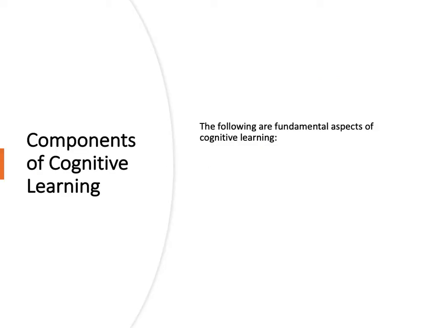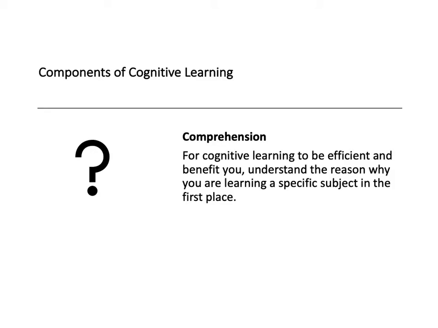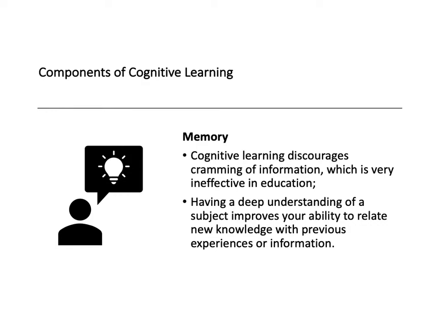The following are fundamental aspects of cognitive learning: comprehension, memory, and application. Comprehension. For cognitive learning to be efficient and benefit you, understand the reason why you are learning a specific subject in the first place. Memory. Cognitive learning discourages cramming of information, which is very ineffective in education. Having a deep understanding of a subject improves your ability to relate new knowledge with previous experiences or information.